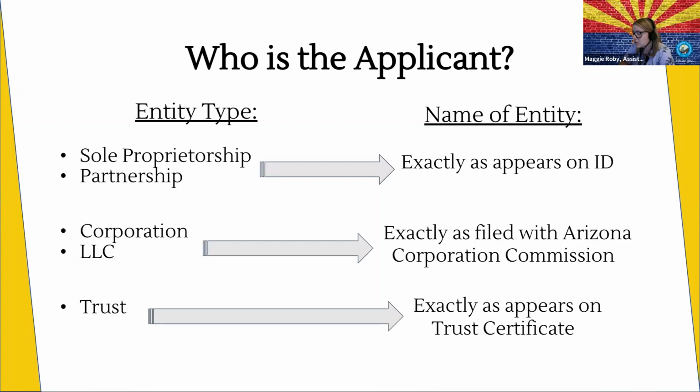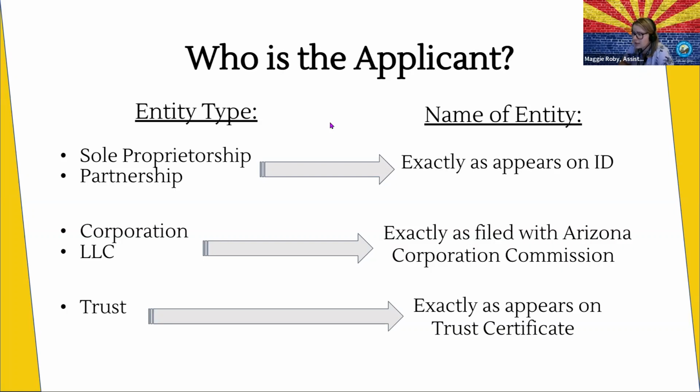So in Arizona, it's a little bit different. We license the entity, not specifically the individual person. So there's a couple different types of ways that you can apply for a license. You can apply as a sole proprietorship or a partnership. If applying as either of those, your entity name will be exactly as it appears on the government ID.